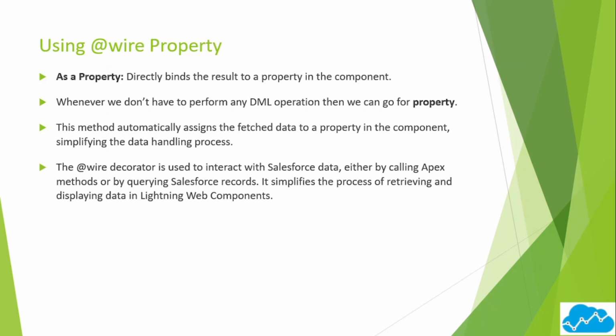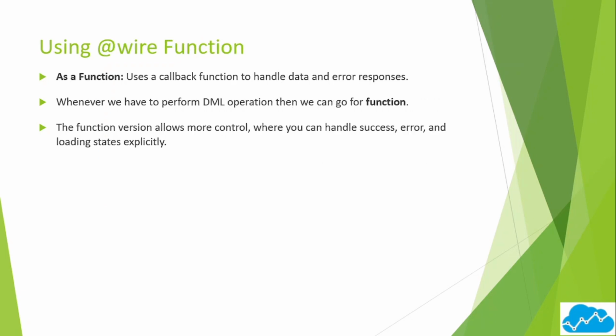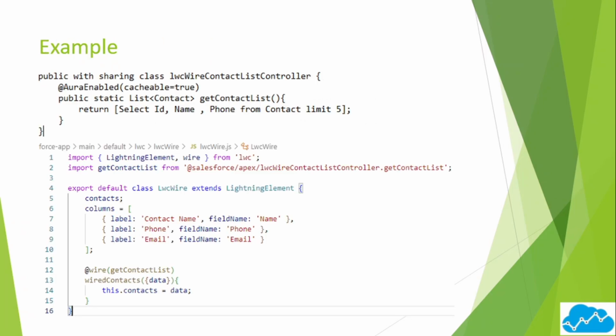So whenever we don't have to perform any data manipulation operation, we go with a property using @wire. As a function, it uses a callback function to handle data and error responses. We use this whenever we have to perform a DML operation; then we go with the function. This function version allows more control, where you can handle success, error and loading states explicitly. So let's see an example.